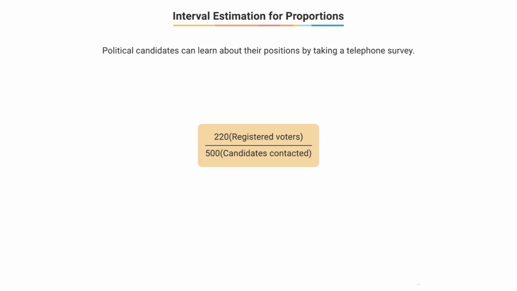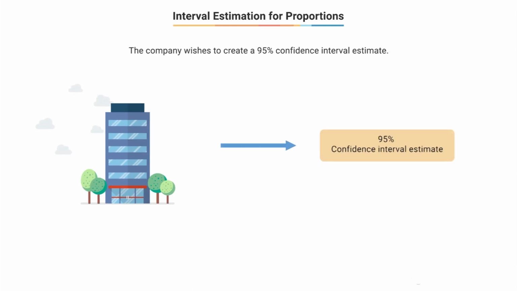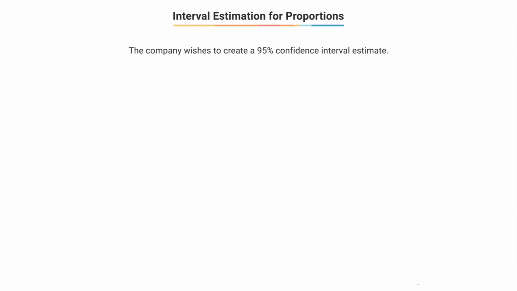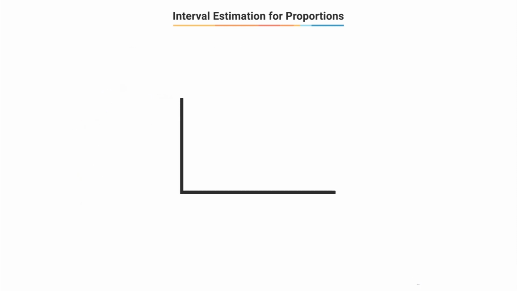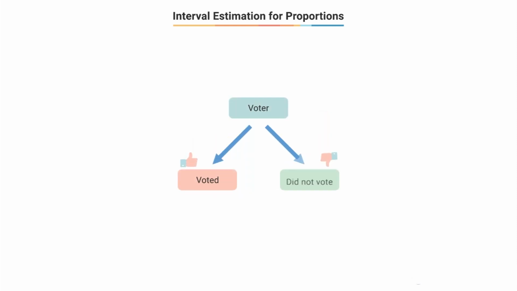Now suppose there is an election campaign going on, and through these interviews you found that 220 registered voters out of 500 contacted favor a particular candidate. Now your company wants you to develop a 95% confidence interval estimate for the proportion of the population of registered voters that favored that candidate. As you can see, the data in this problem is categorical in nature. Either the voter voted for that candidate or did not. For this reason, we'll work with the proportion of voters that voted for the candidate.